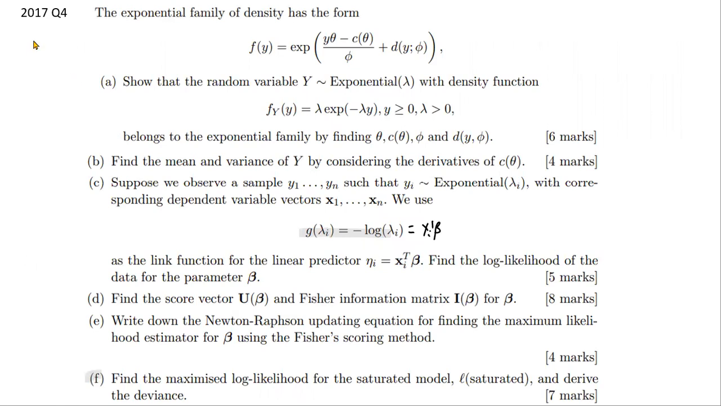All right, example time. In this case, we have the response following an exponential with a parameter lambda, and this does belong in the exponential family density. A couple of things to note here is that in part C, it says use minus log lambda i to be the link function. In other words, I've written here in black, that's what it means to say it's the link function. I'm going to do part F, which is to derive the deviance.